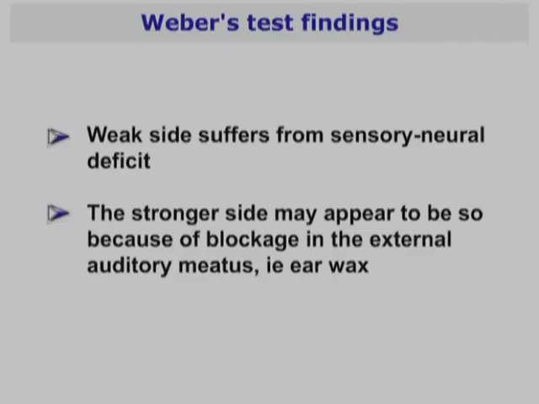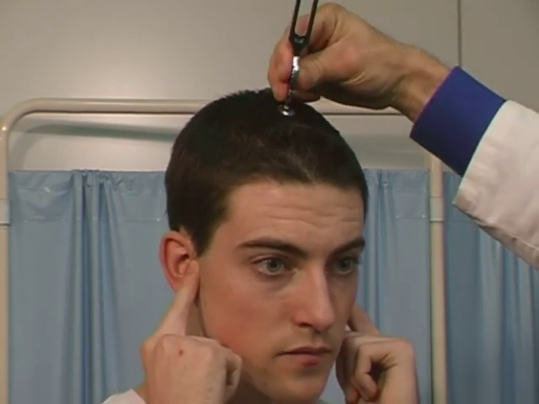If the sound is not equal on both sides, this may signify two possibilities: that the weak side has some kind of sensory neural deficit, or the stronger side appears to be so because of a blockage in the external auditory meatus, such as earwax. You may repeat this test, this time with the patient's fingers blocking both ears, to confirm your findings.